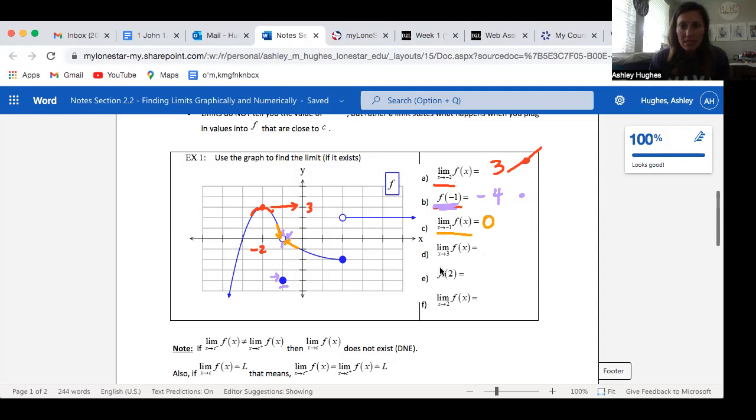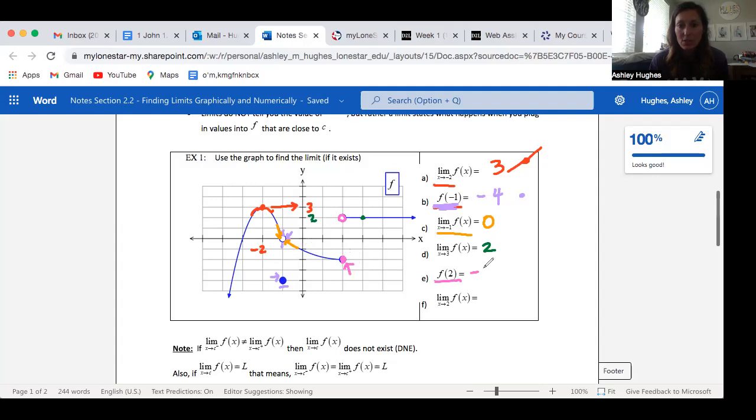My next one is the limit as x goes to 3. 1, 2, 3. So here we are. What's my limit? Well, when it's just a line like this, the limit and the value are the same thing. So we're at 2. What is f of 2? Let's see. F of 2 is which one? Is it the open circle or the closed circle? Hopefully you said closed. All right, it's down here.